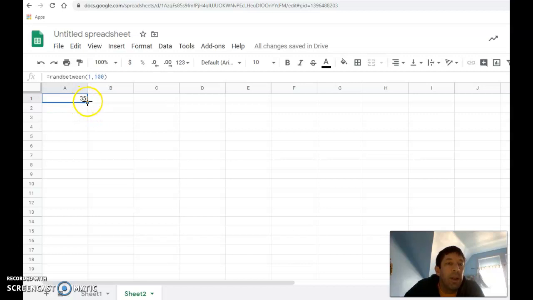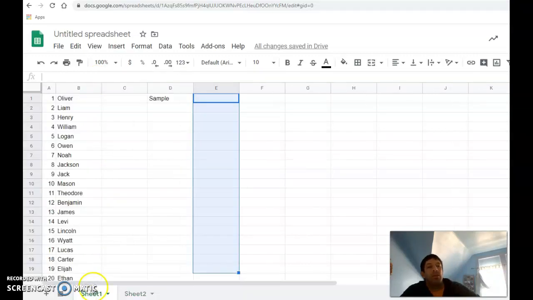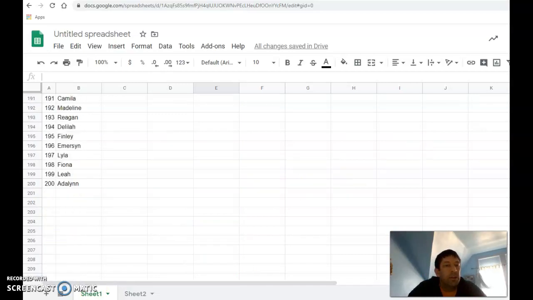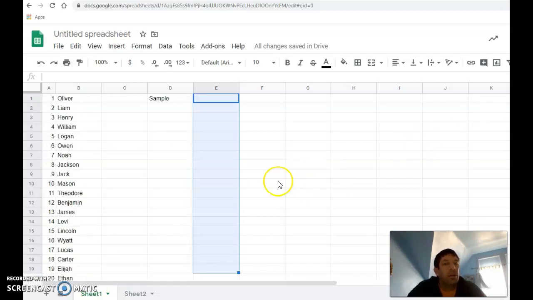If I want more than one random number, I can just click on that cell and click the bottom right corner and drag it down, and now I've got a bunch of random numbers from 1 to 100. Okay. So what we might want to do is maybe we've got a whole bunch of people here. We've got 200 people listed here. So I just went online and I took the 200 most popular baby names of 2018 from Wisconsin. So we've got those 200 people here. I've labeled them 1 to 200. So that was our first step, was to label.